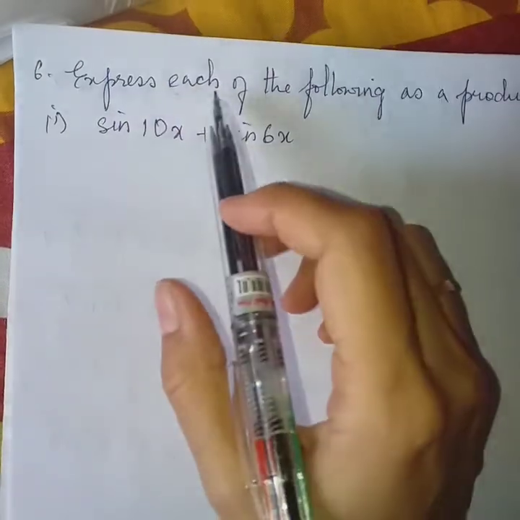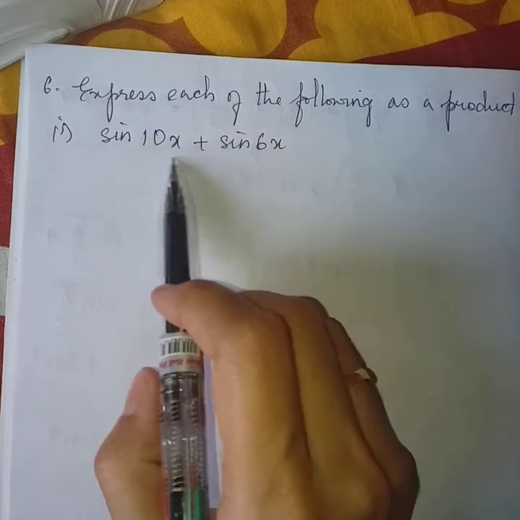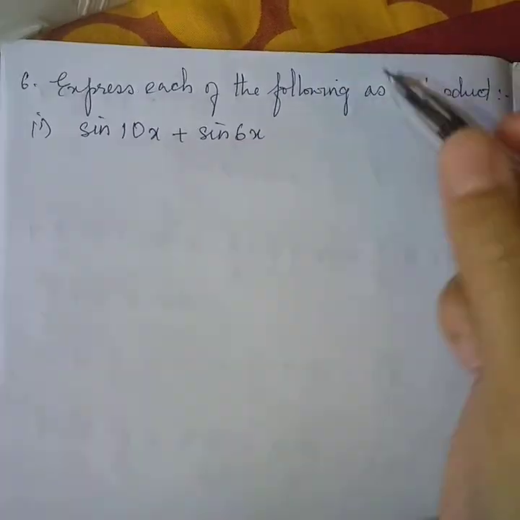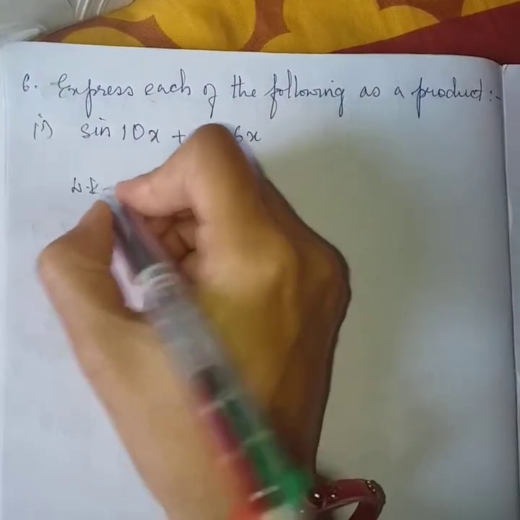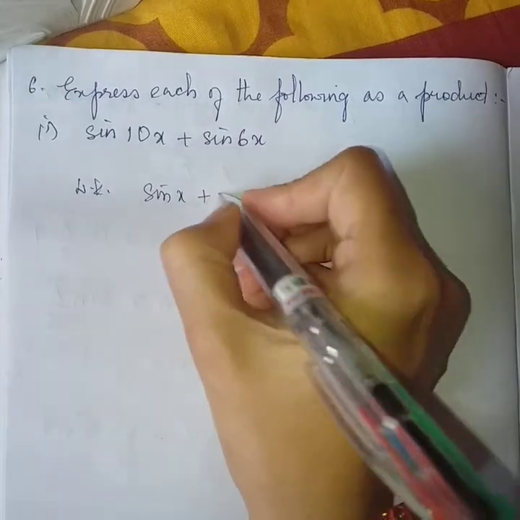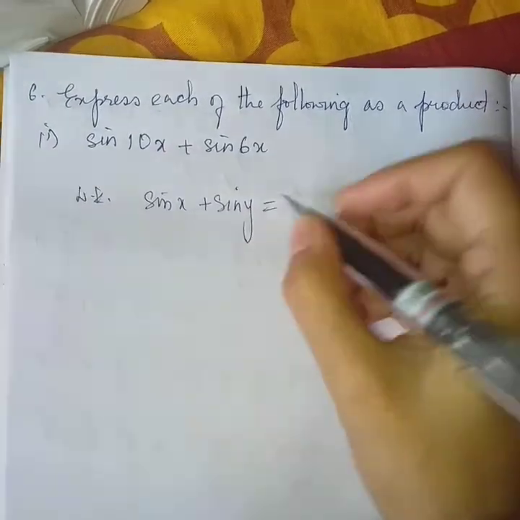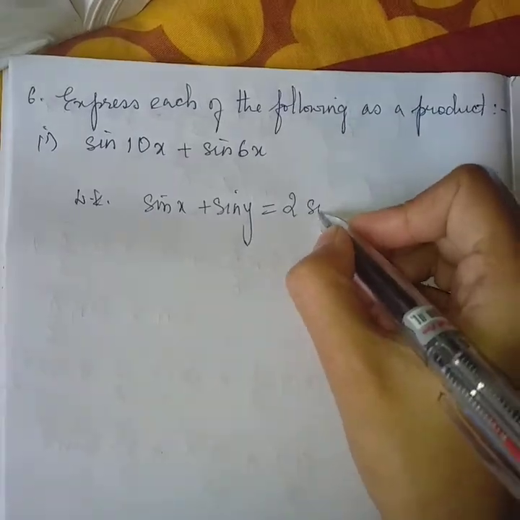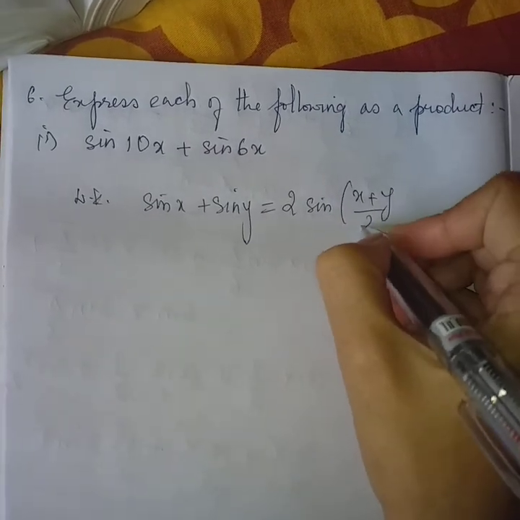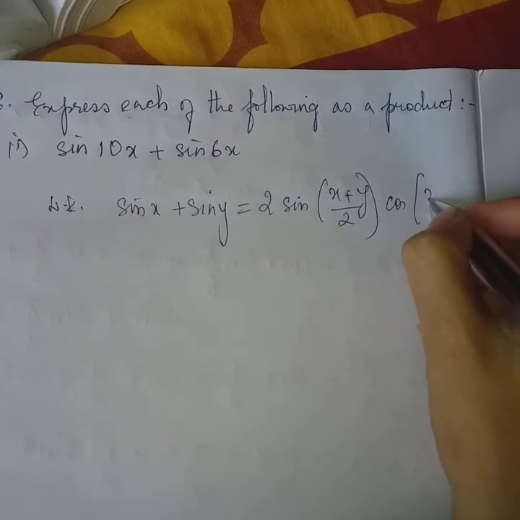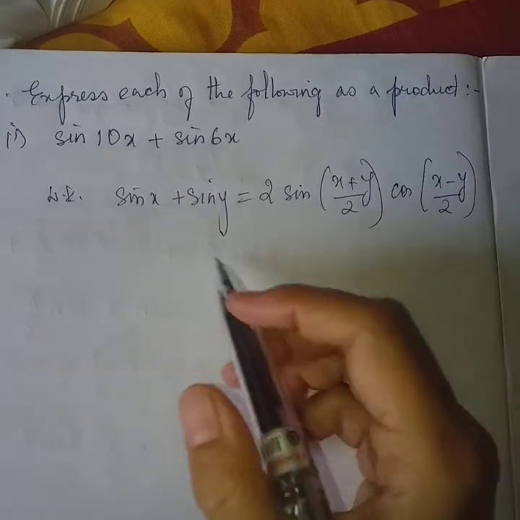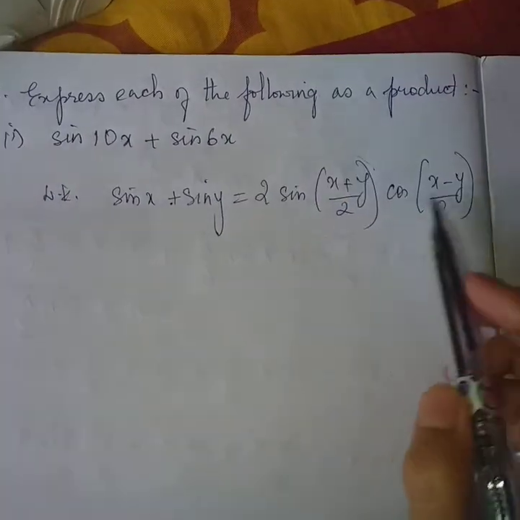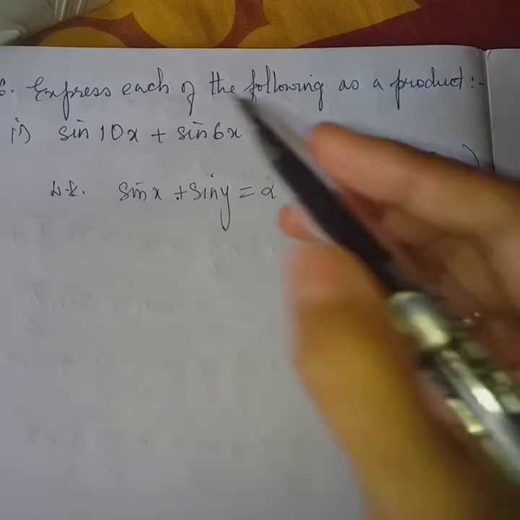Next question is express each of the following as a product. Here we are given the sum of two sine functions, that is sine of 10x plus sine of 6x, and we know the formula: sine x plus sine y is equal to twice of sine of x plus y by 2 cos of x minus y by 2. Whenever there is a plus, it means profit. So sine takes the bigger part and gives the smaller part to the cos.